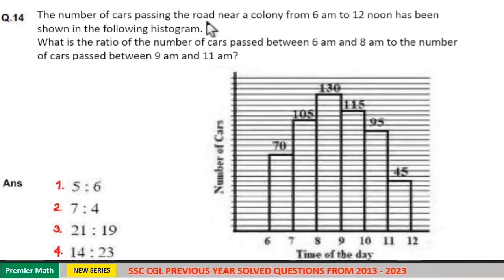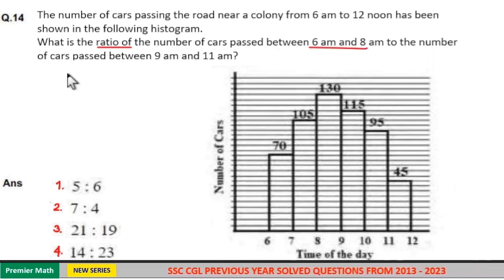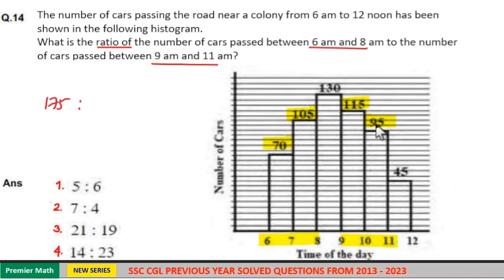The number of cars passing the road near colony from 6 am to 12 noon has been shown in the following histogram. What is the ratio of number of cars passed between 6 am to 8 am to the number of cars passed between 9 am to 11 am? So here 6 to 8 is 70 plus 105, which is equal to 175. And from 9 to 11, 115 plus 95, which is 120 plus 90, that is 210.